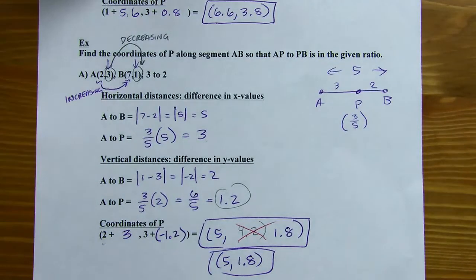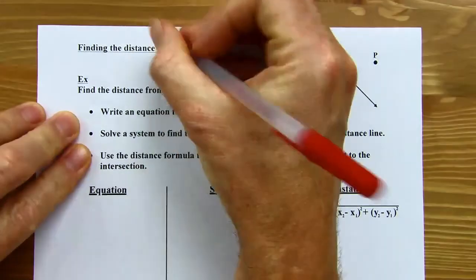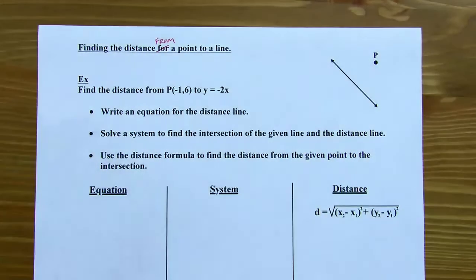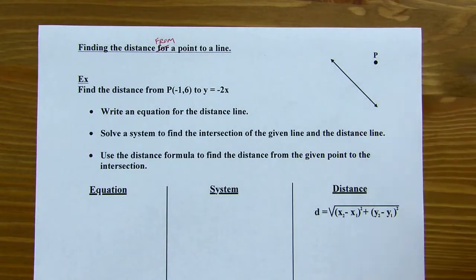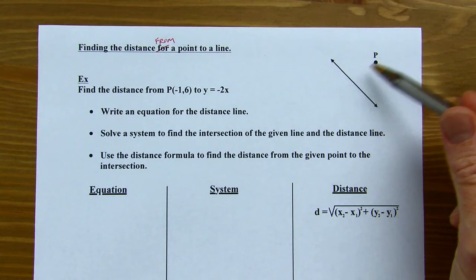Okay, this is a big section, and there's one more topic, and that's finding the distance from a point to a line. And we've actually found the distance from a point to a line before, but in those problems we already had them graphed on a coordinate plane, and it's much easier when there's a graph and you can see what the distance would be.